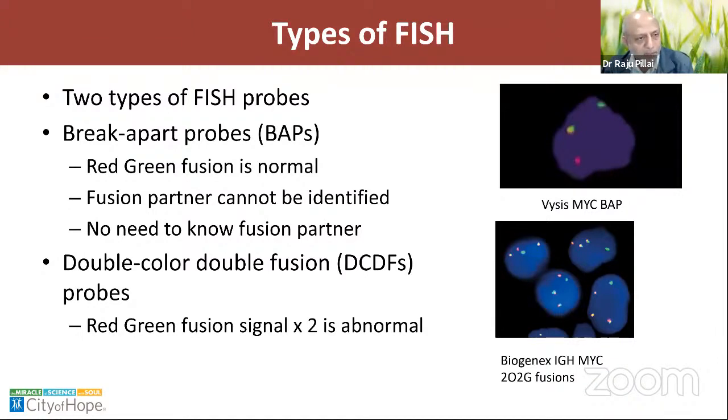There are two types of FISH probes that are used for lymphoma. One is the break apart probe. In a break apart probe, there are two probes that are targeted at the same gene, let's say MYC. If you have both orange and green together, then that's considered normal. So red-green fusion is normal. If there is a break in the gene, the two signals will separate, and then you get a separate red and green signal, which is what is shown in the top picture.